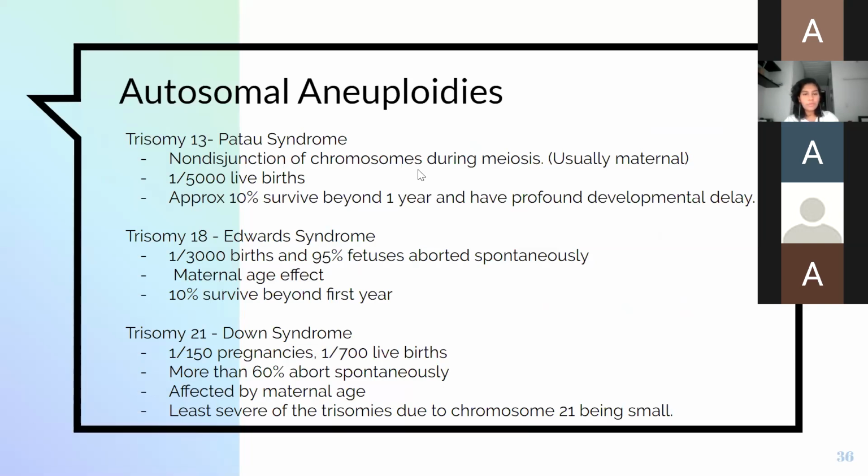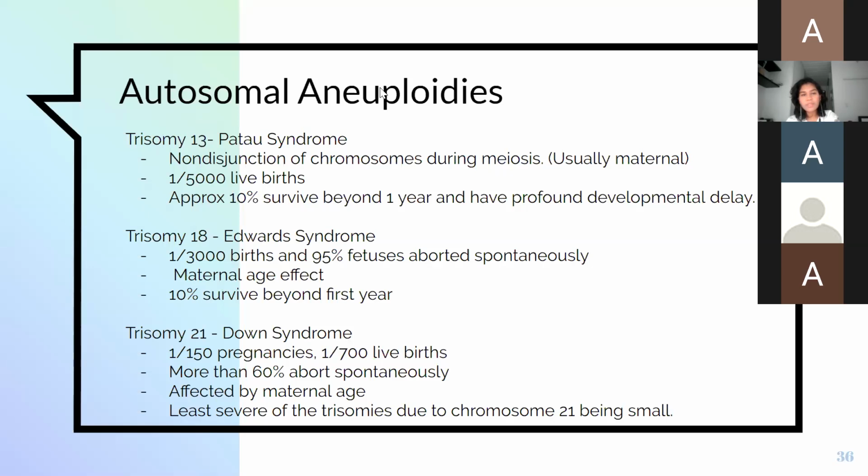Generally, we don't really need to know about the 1 in 5,000 live births or those sorts of statistics. They're just examples of what we're trying to say when it comes to aneuploidies. What you do need to know is what the trisomy is and what the syndrome is. So you have trisomy 13, which is Patau syndrome.